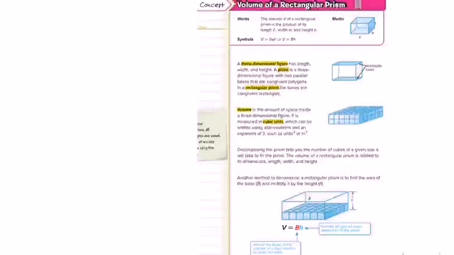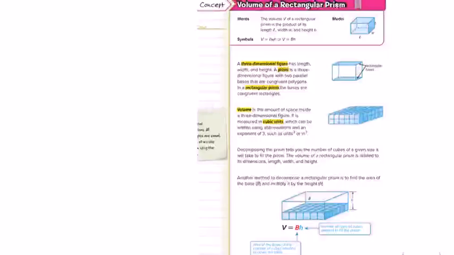Before looking at our examples, let's take a look at the key concept here on page 740. Volume of a rectangular prism is the product of its length times its width times its height. So we're used to seeing area, which is length times width.